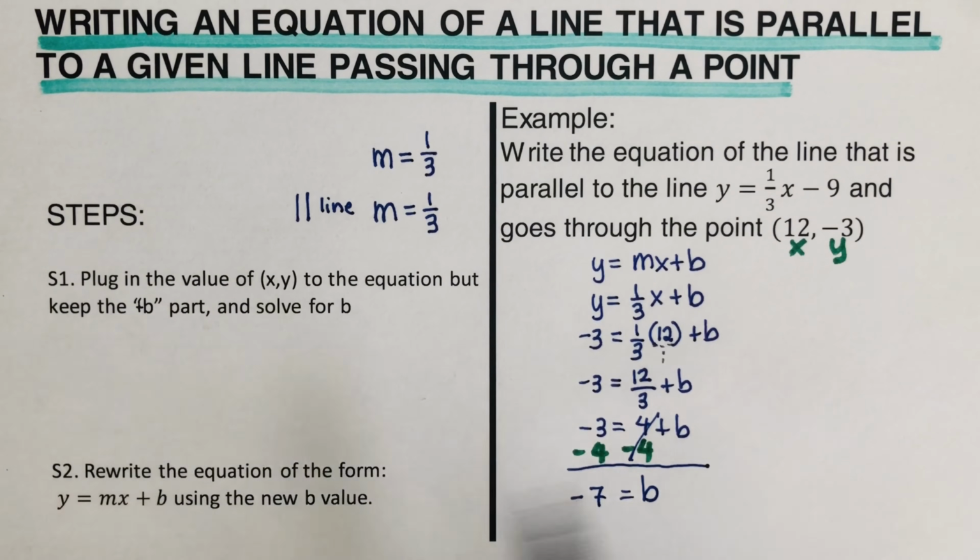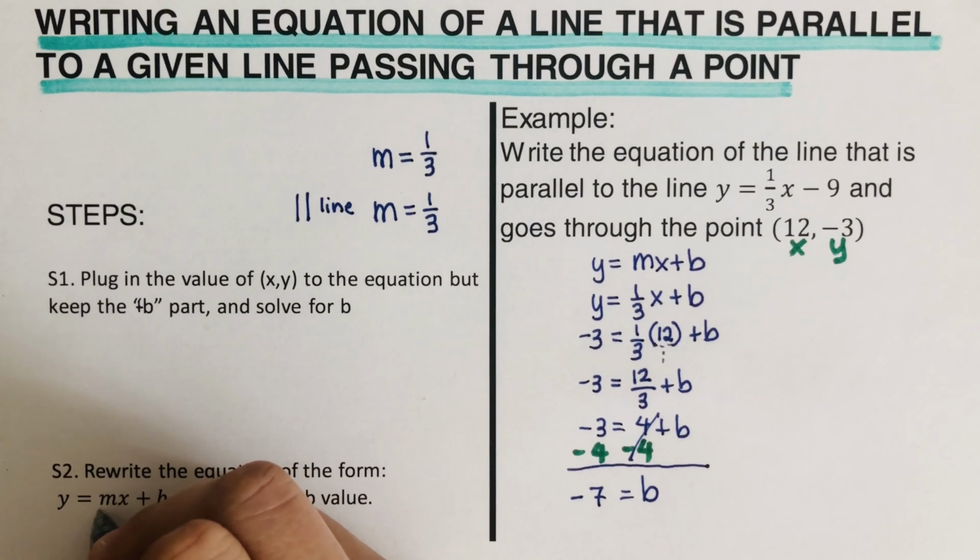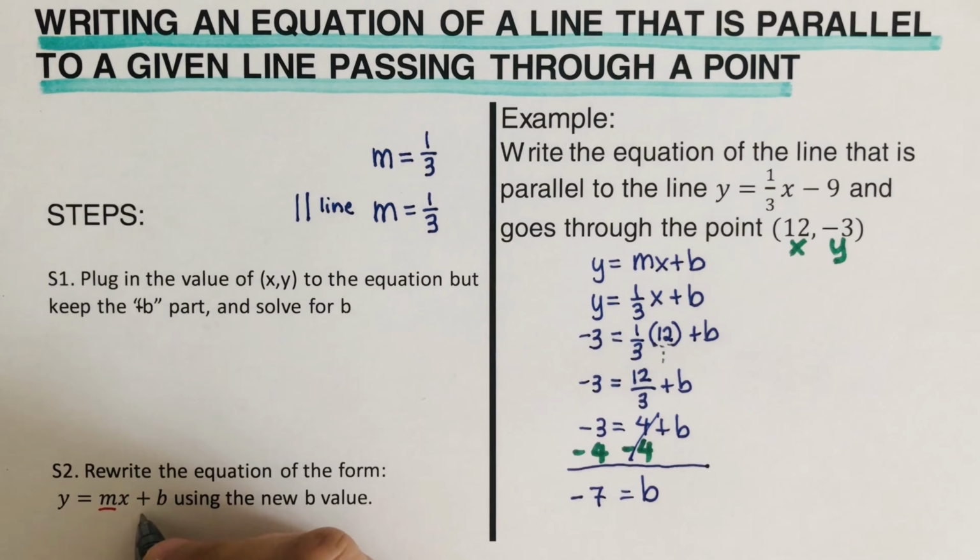Now the second step, I'm just going to write the second step right here. We are going to rewrite the equation in the form y equals mx plus b. The only ones that we need to change in this equation would be the value of m that we got here and the value of b that we got in the first step.